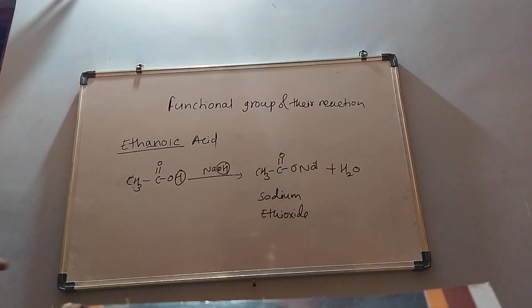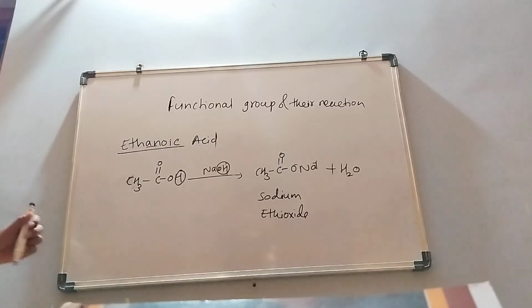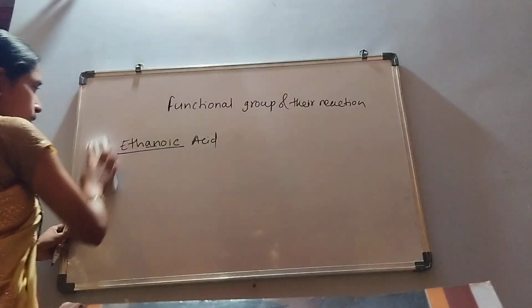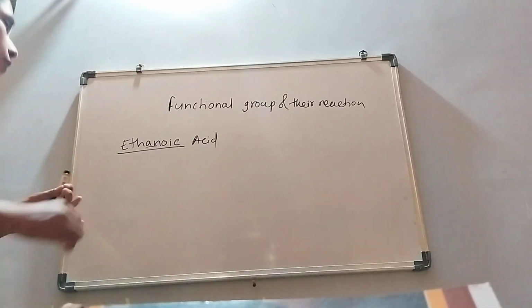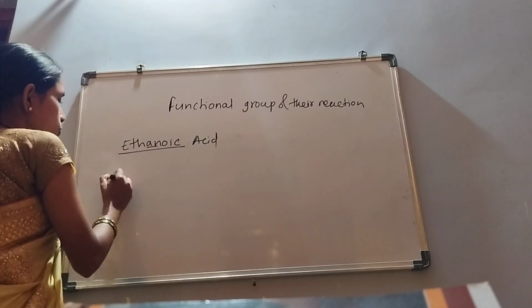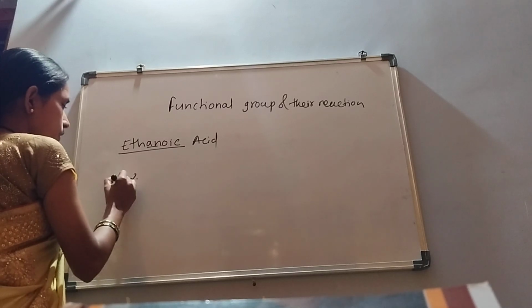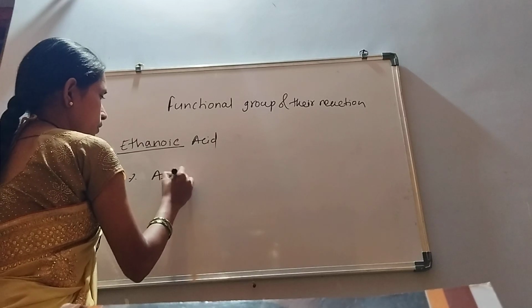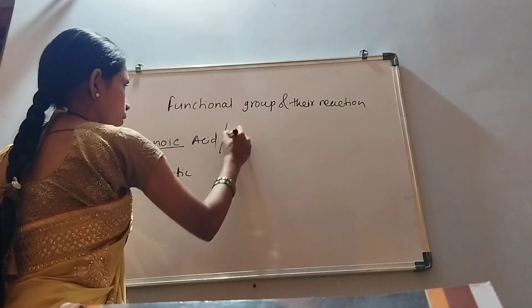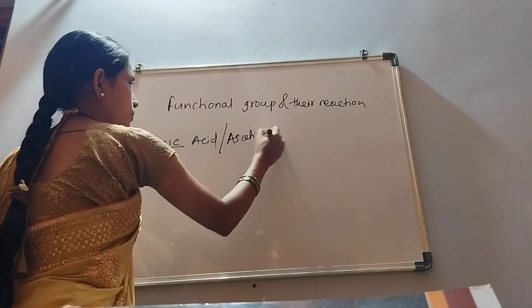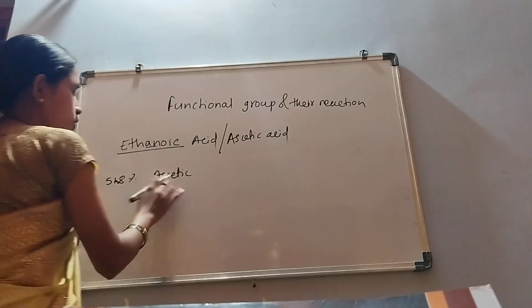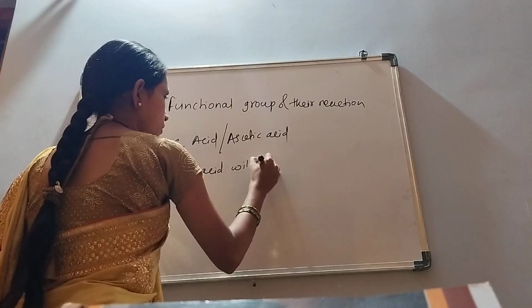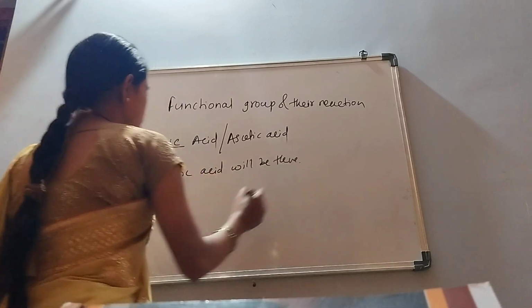Ethanoic acid is also called acetic acid, and again we can name it glacial acetic acid also. Now in the case of vinegar, 5 to 8% of acetic acid will be there. Acetic acid and ethanoic acid are the same. 5 to 8% of acetic acid will be there in vinegar.